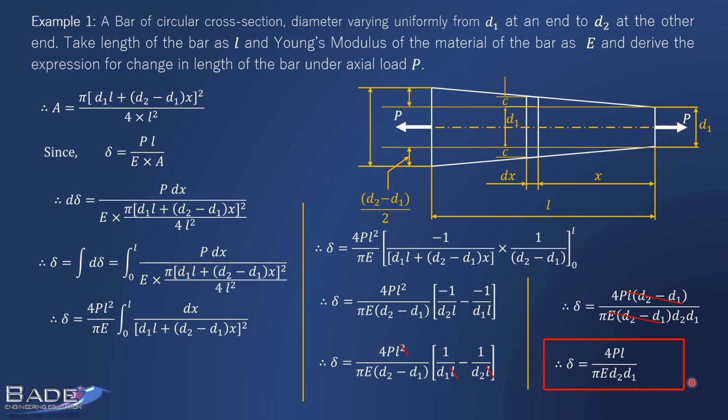This is the formula for change in length of a circular bar whose cross section is varying from d1 diameter at one end to d2 diameter at the other end. Now I'll tell you how you can remember this formula.